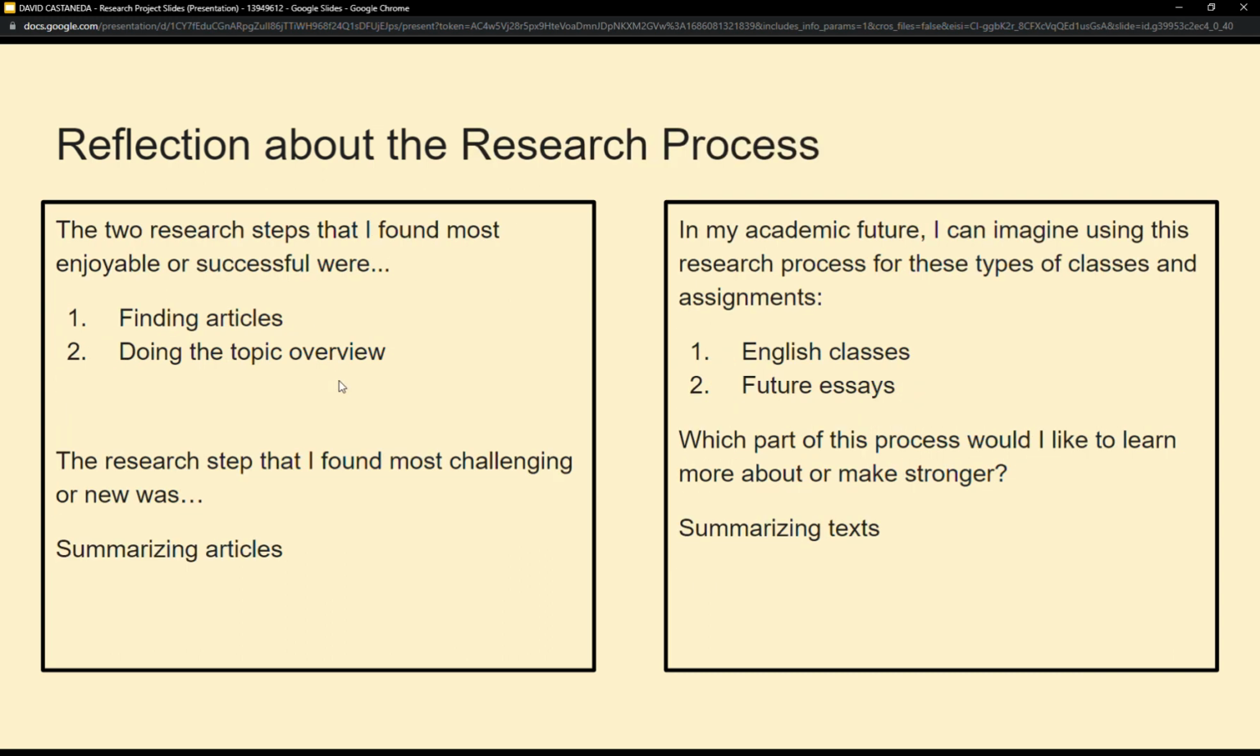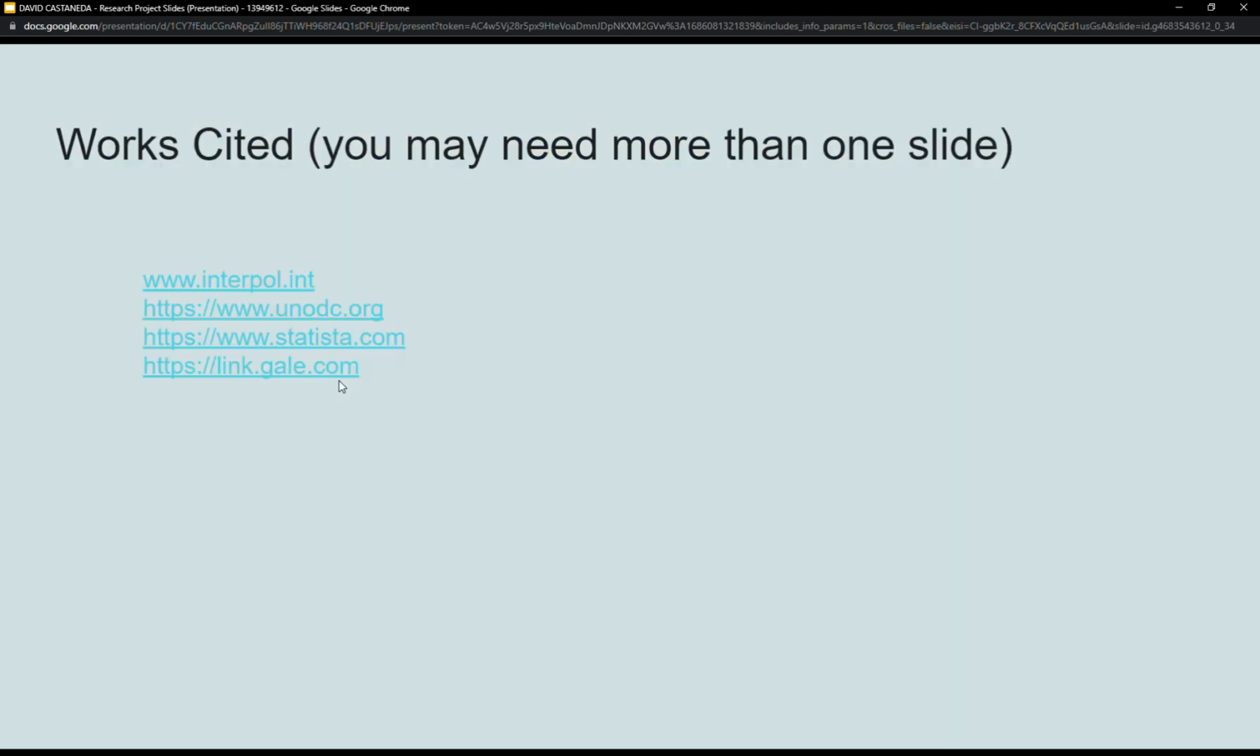I found the most success finding articles and doing the topic overview, but I had trouble summarizing the articles because I'm just not really good at summarizing stuff. I can imagine using this research in future English classes and future essays. I'd also want to get stronger in summarizing text because I know if I go to college, I have to summarize a lot of stuff, and this is my works cited.